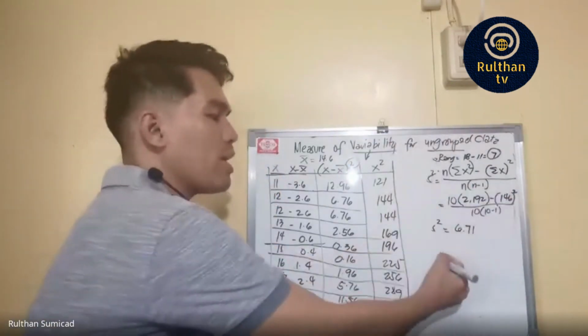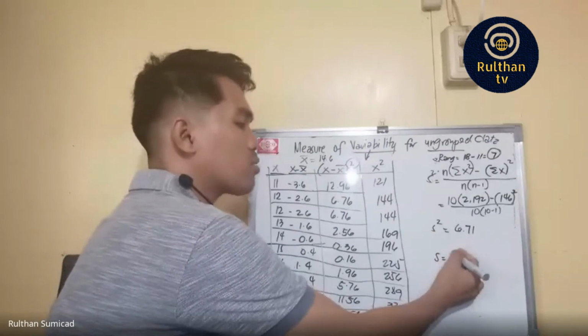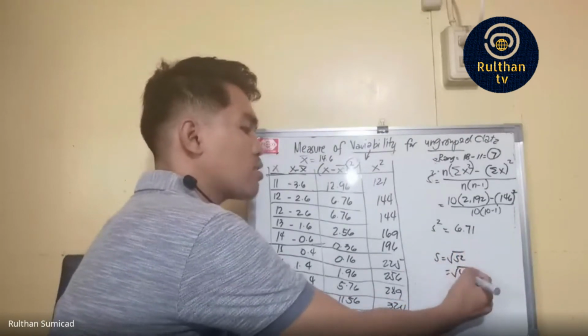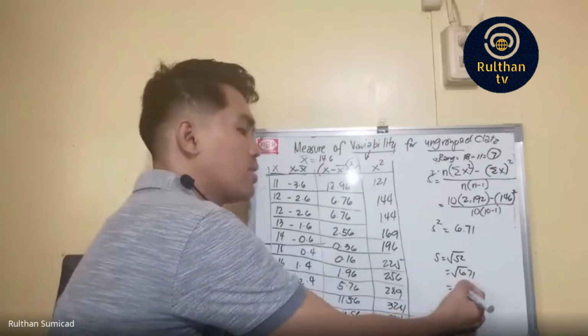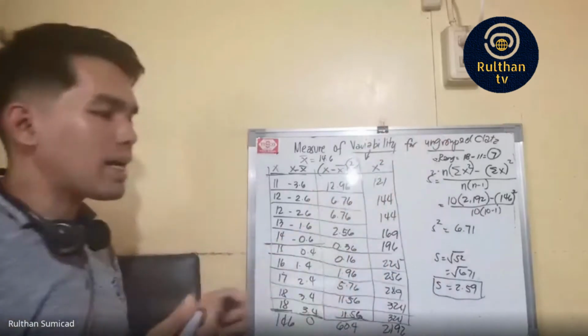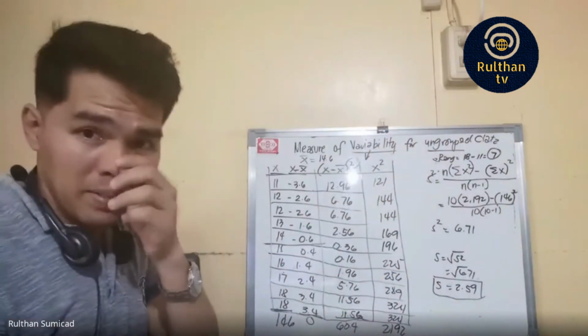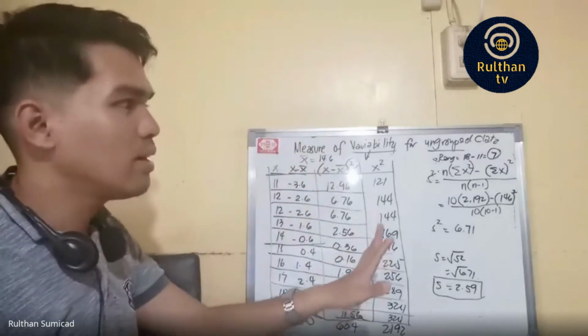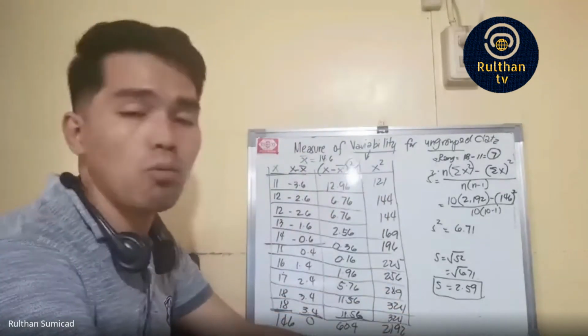And then the same way, s is simply the square root of s squared. So we have the square root of 6.71, which would give us 2.59. So either way, we will still arrive with the same answer. So it's up to you now. Which do you think is easier, this method or the first example that we have?